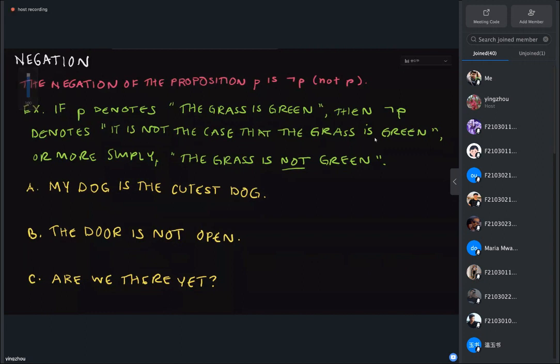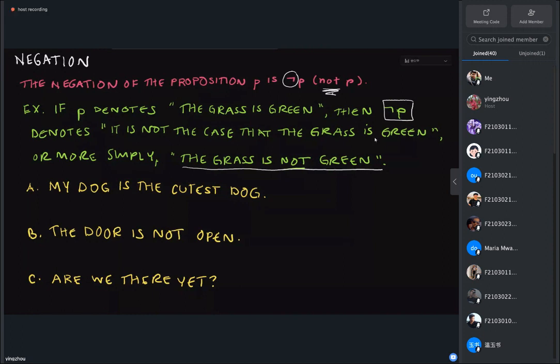The first connective is a negation. And again, the negation is not. And this is the symbol that we would use. So the negation of the proposition P is not P. So example, if I say P denotes the grass is green, then not P denotes it's not the case that the grass is green. Now, it's silly to write it that way, so we don't. Instead, we say the grass is not green. So let's take a look at these few examples I have here, and then I want to look at some truth tables with you to make sure that this all makes sense.